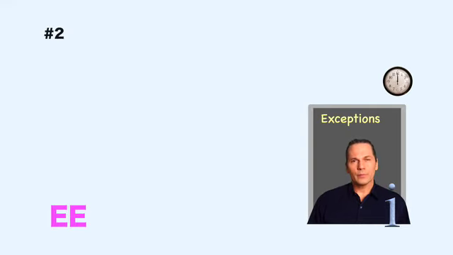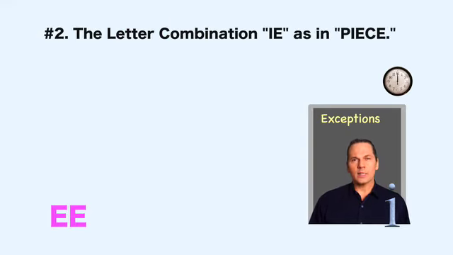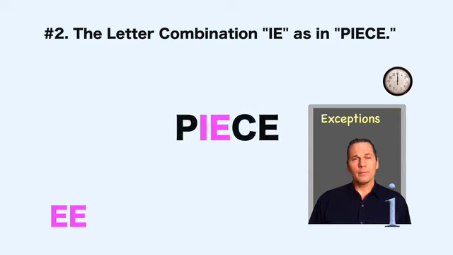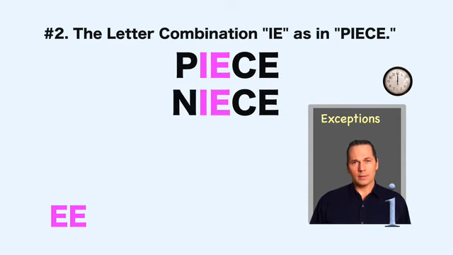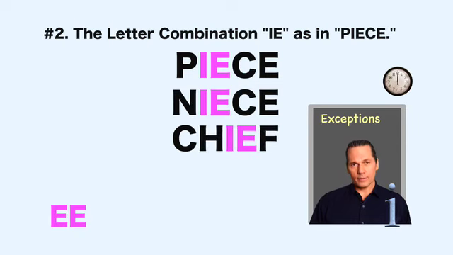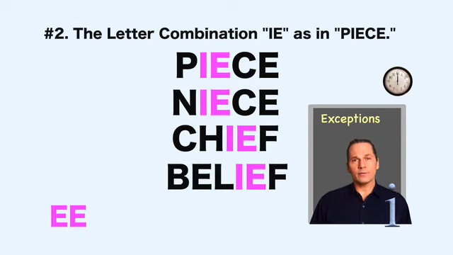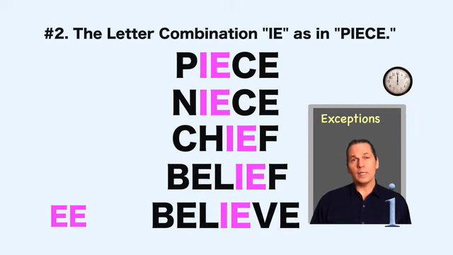Number two, IE as in peace. IE is not an uncommon spelling for the sound E. When you see this letter combination, don't be surprised if the letters make the sound E, as in these words. Peace, niece, chief, belief, believe.